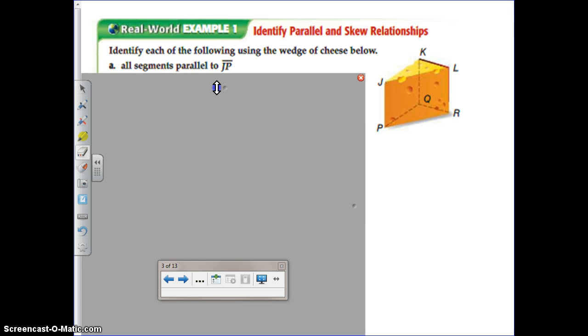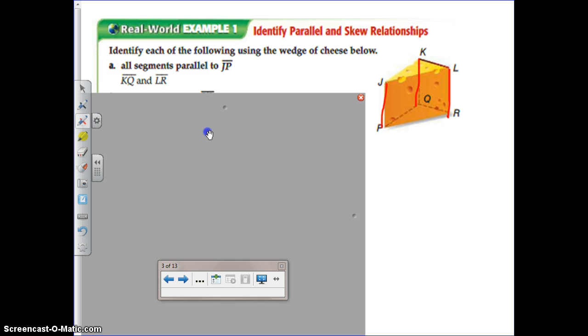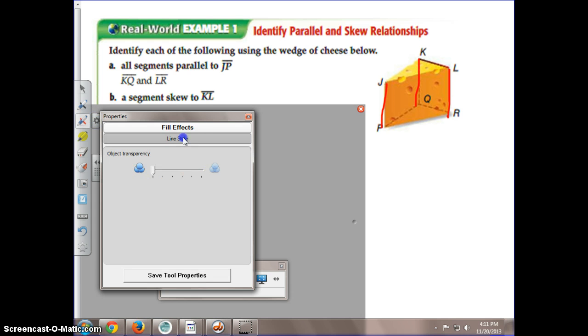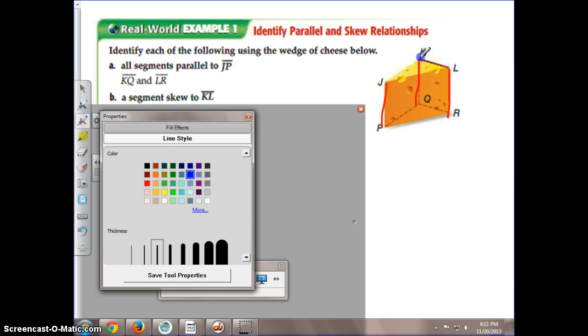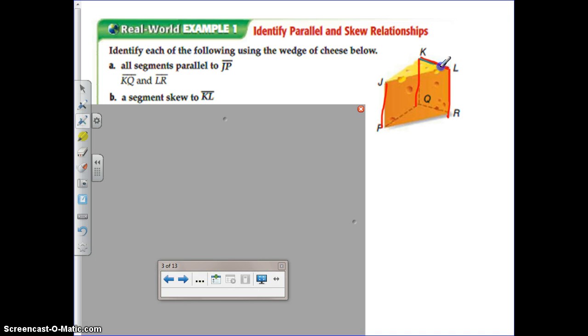Identify the following using this wedge of cheese. Makes me kind of hungry. Segments parallel to JP. So if this is JP, parallel segments are KQ and LR. Segment skew to KL. So if this is KL, let's switch colors so we're not confused. Let's switch to blue, there we go.